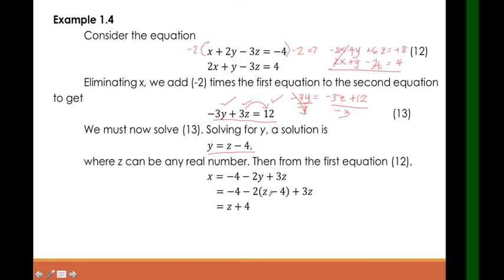So, pwede tayong maglagay ng value dito. Z is minus 4, and then we have 3z here. So, by multiplying, we have negative 2 times z is negative 2z, and then negative 2 times negative 4 is positive 8. No? And then positive 8 and negative 4, that's positive 4. Negative 2z plus 3z is z. So, x is equal to z plus 4. Y is equal to z minus 4.